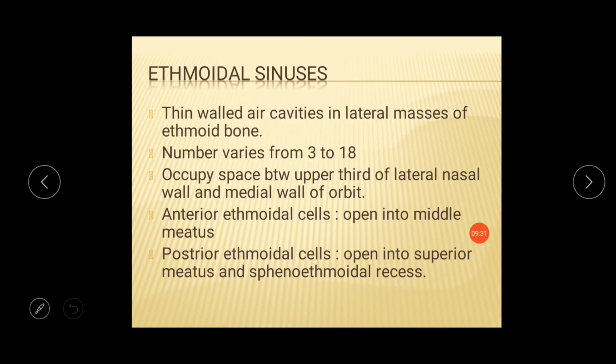Ethmoidal sinuses. Ethmoidal sinuses are thin walled air cavities in the lateral masses of the ethmoid bone. They are usually multiple in number and vary from 3 to 18. They occupy the space between the upper third of the lateral nasal wall and the medial wall of the orbit. Anterior ethmoidal cells open into the middle meatus and posterior ethmoidal cells open into the superior meatus and sphenoethmoidal recess.